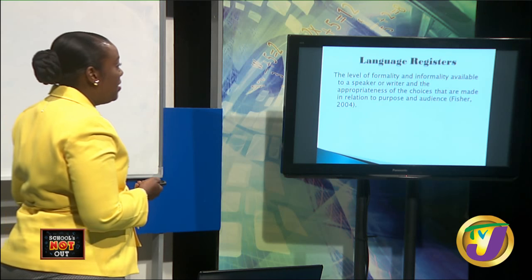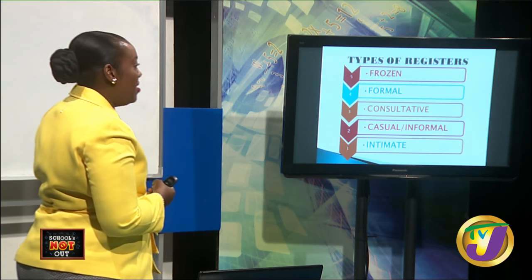What am I saying? Simply put, when we talk about registers, it's the way we speak, depending on who we are talking to and where we are. So in other words, we are talking about the context. So the context dictates how we speak, and also the person we are speaking to dictates the register that we use. So what are the registers?